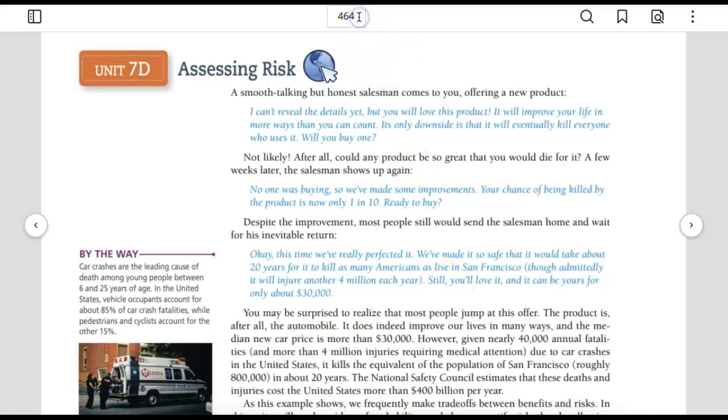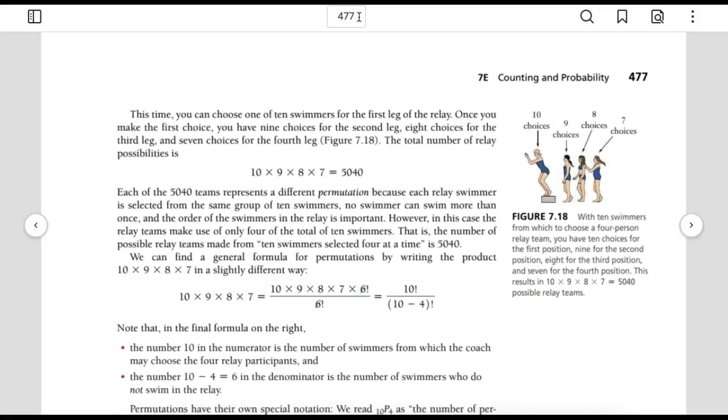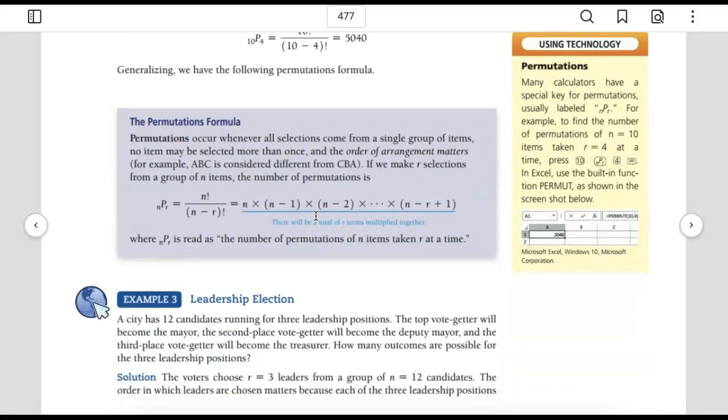All right, so now I'm going to skip ahead to the last section. Starting on page 477, there is a definition for permutations. And really this section is that deeper dive into counting the number of outcomes. And we have two different ways that we can count, depending on if order matters or if order doesn't matter.